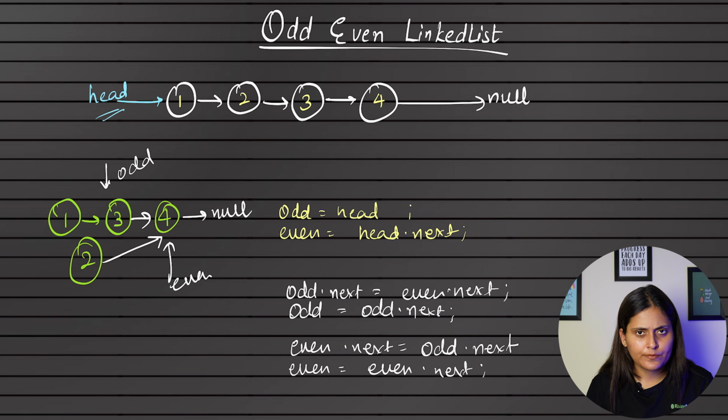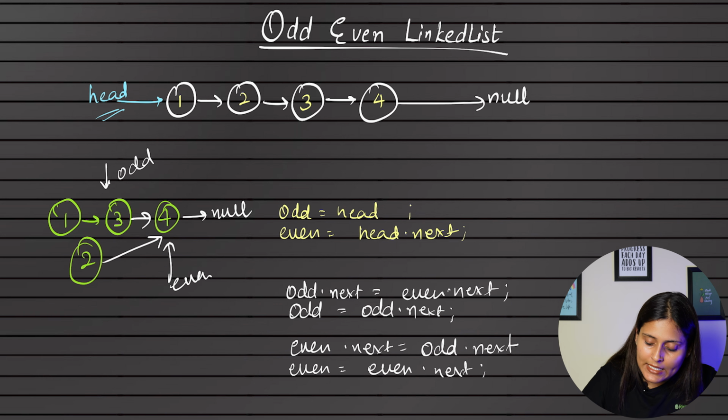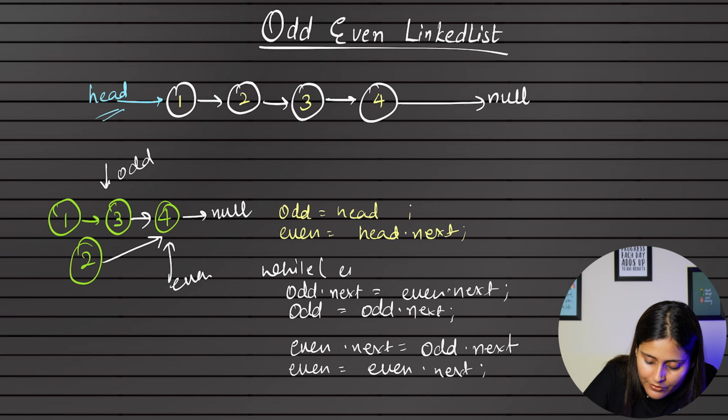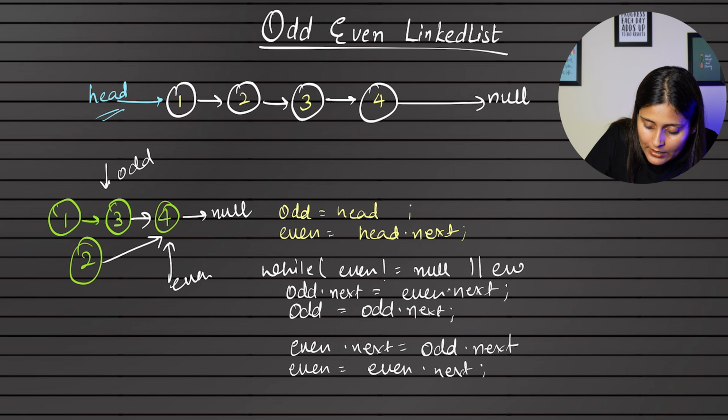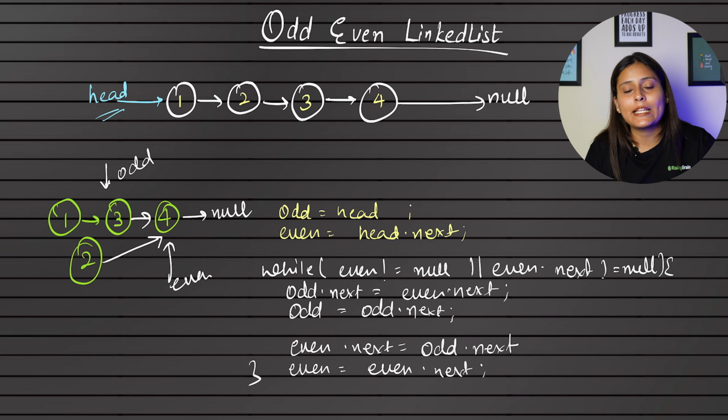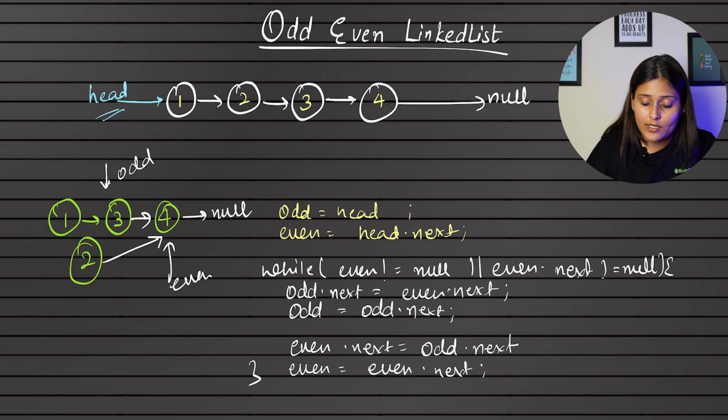So with what condition? Even is null? No. So what? Even dot next is null. So I can say if even is null or even dot next is null, stop. Otherwise, keep repeating this same process. So we will add this in a while loop. Very good. So we'll add while our even is not null, or else even dot next is not null. We'll keep on repeating the same process, and that's it.